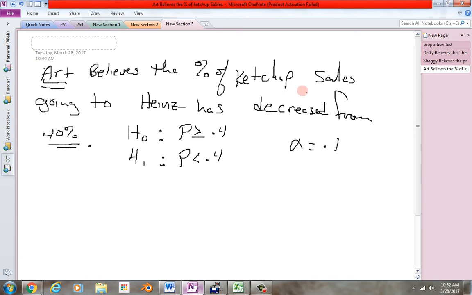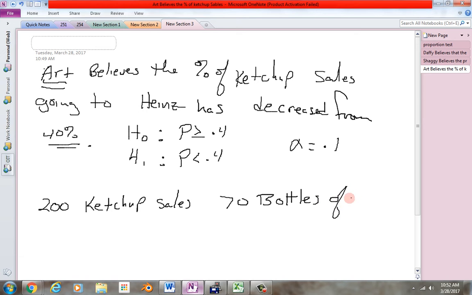Now this is, of course, ketchup sales. Well, I'm guessing that's per day. Okay. So let's just say the last, we'll just do the last 200 ketchup sales. So this is 200 ketchup sales. And they sold 70 bottles of Heinz. Okay, and so that makes p hat 35%, I think.